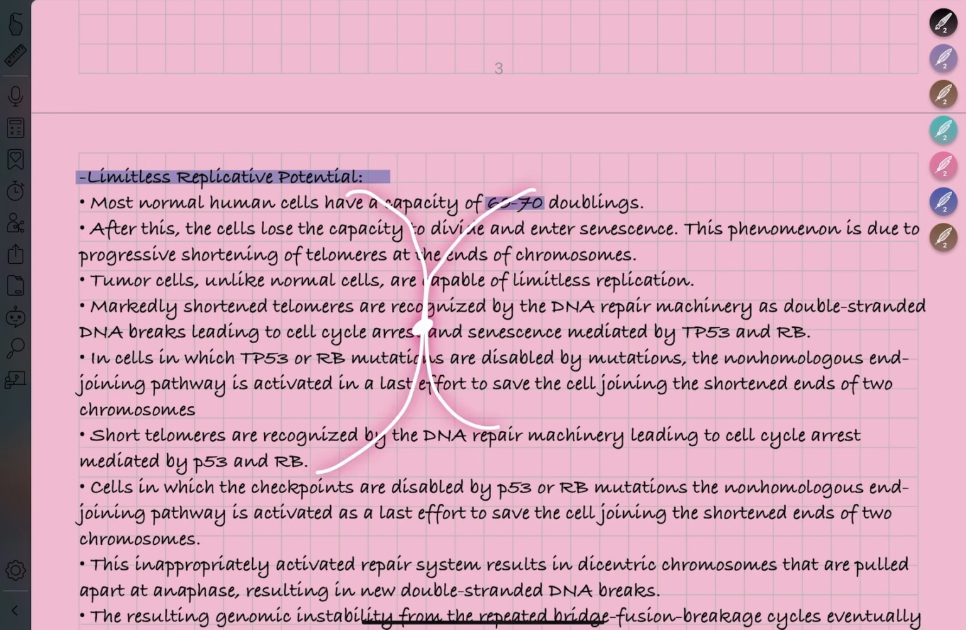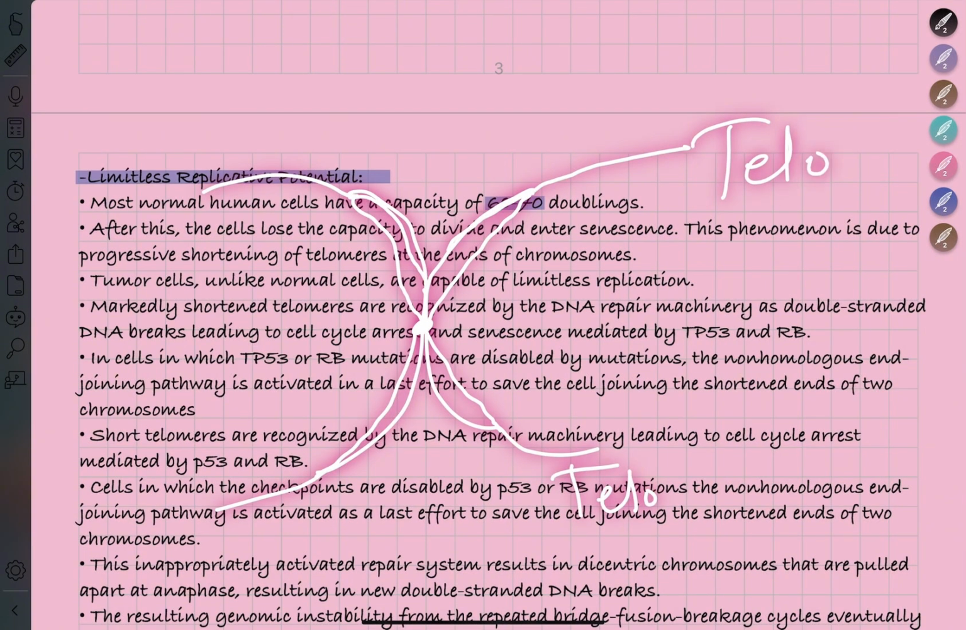Chromosomes are basically DNA. DNA is double-stranded. So this is double-stranded DNA, double-stranded DNA. These double-stranded DNAs, what do they have? They have single-stranded ends. These ends are called telomeres. Telomeres means end, actually.